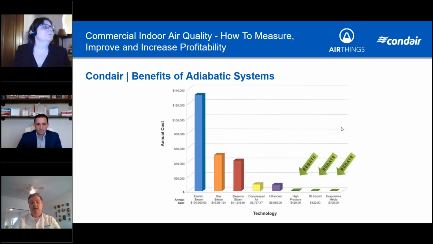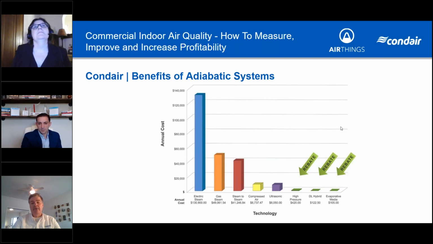Here, just a quick shot, which kind of puts it in perspective on the left. What we're looking at here is if you take a typical manufacturing facility that needs humidification, on the left, this is what it would cost, about $130,000 to run an electric steam humidification system.